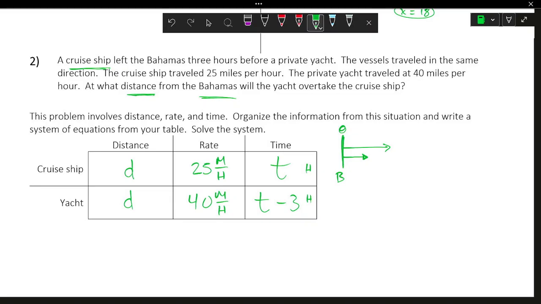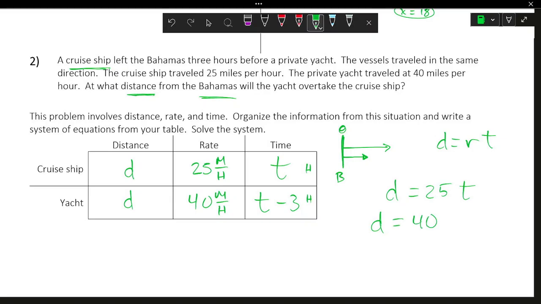So I can write two equations, and this relationship we know because of dimensional analysis. If I take a rate and multiply it by time, it gives me a distance. So the distance traveled is equal to rate times time. The first equation gives me distance equals 25t. The second equation gives me distance equals 40.